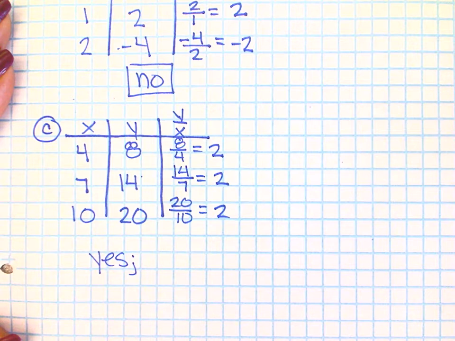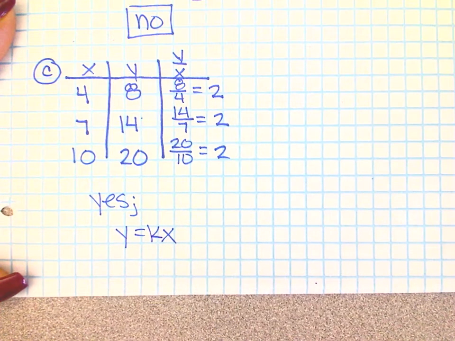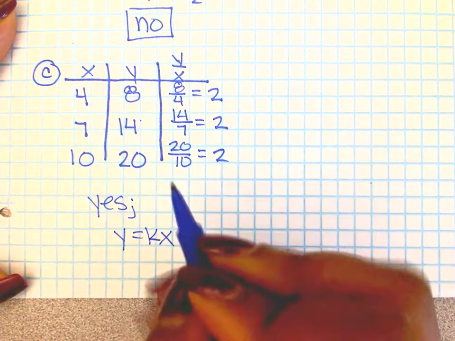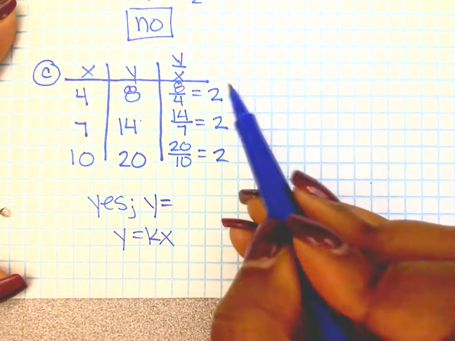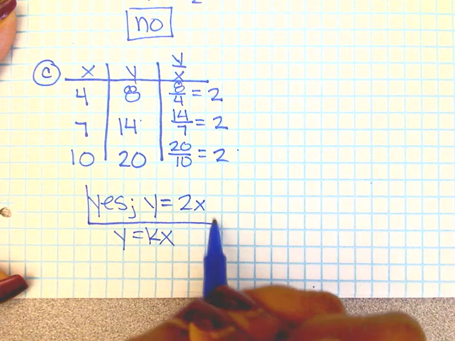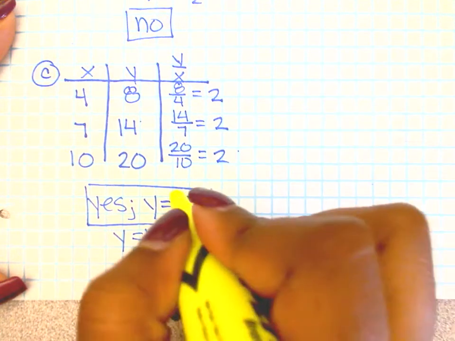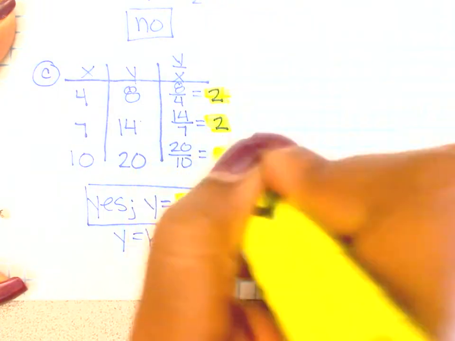Now I must write the equation. And my equation is y equals k times x. So how do I write that? Y equals, what's k? 2x. Done. So once again, this number right here is the same as these here.